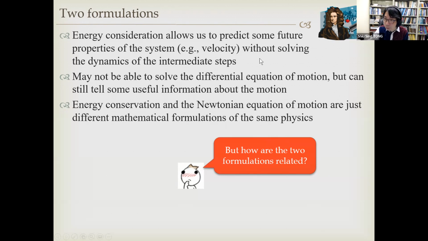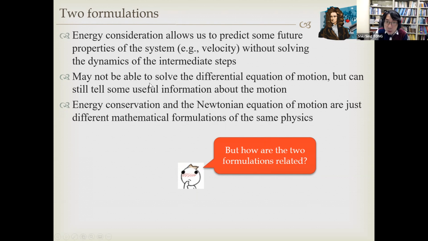Because when we know the total energy of the system and we know the potential energy term, we would know the velocity of the system at different positions. That is some information about the system, even if we haven't solved the whole problem. Okay.